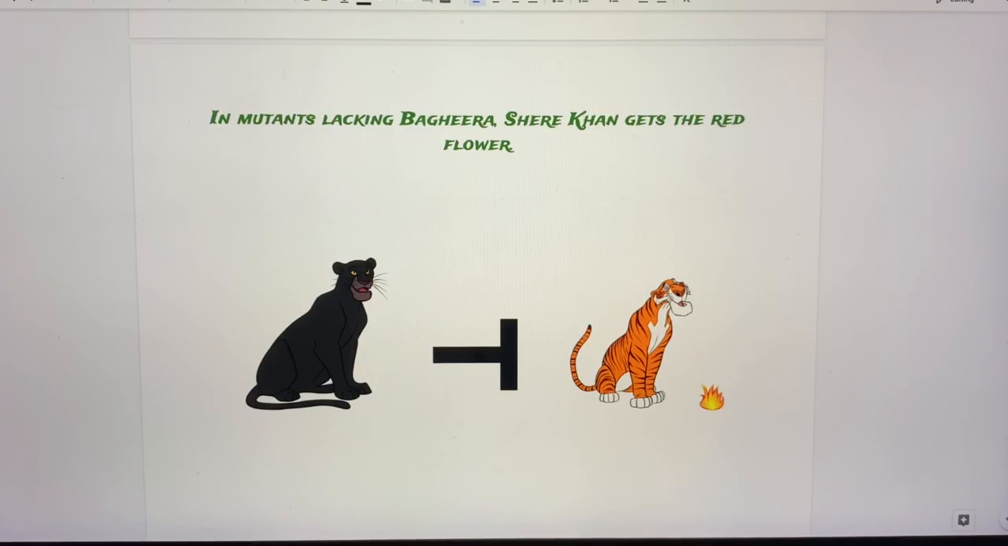In the third single mutant strain, genes lacking Bagheera will result in Shere Khan getting the red flower. This is because, like Baloo, Bagheera is a repressor, and without his presence, Shere Khan is able to get the red flower.